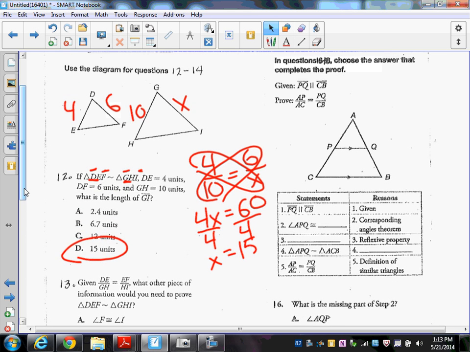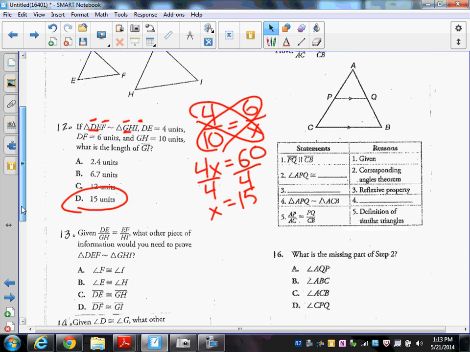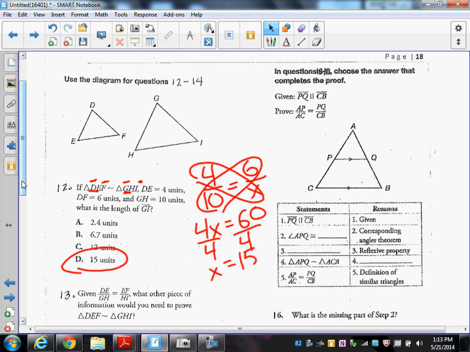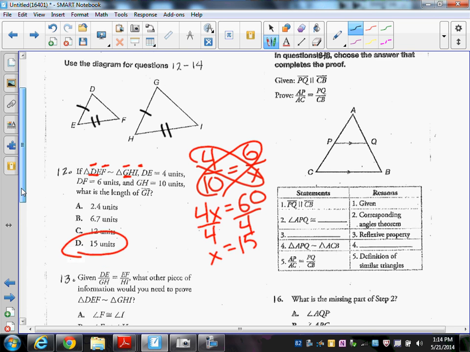So since I'm using the same picture again, I'm going to erase what I wrote here. This time we're given DE is proportionate to GH. Even though this isn't really correct terminology, they're not equal, they're proportionate, I'm still going to write those tick marks to help me keep track of things. I'm also told that EF and HI are proportionate. What other information would you need to prove triangle DEF is similar to triangle GHI?